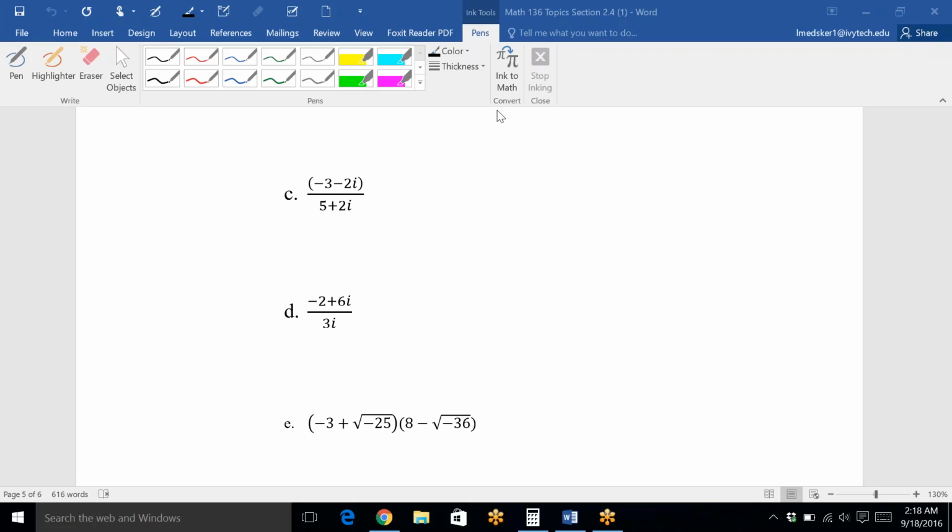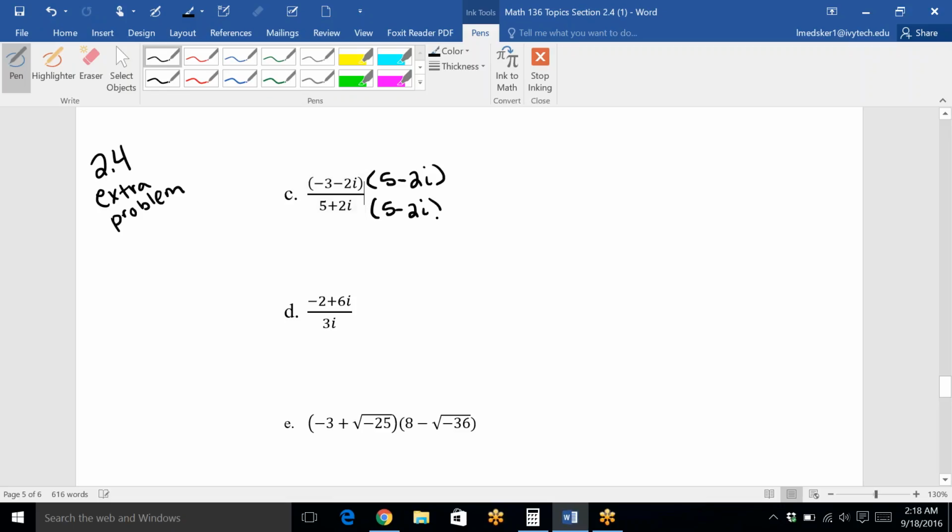Okay, this is the 2.4 extra problems from class, ones that we skipped over. Starting with example 3, part C. It's supposed to be trying to clear out the i in the denominator, so using the idea of the conjugate. So we're going to multiply top and bottom by 5 minus 2i, because that will be the conjugate of this denominator right here.